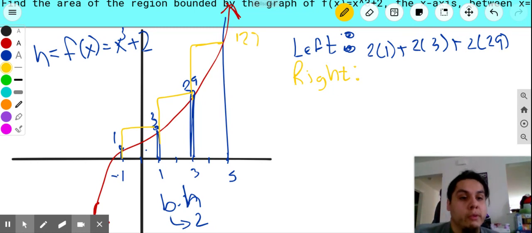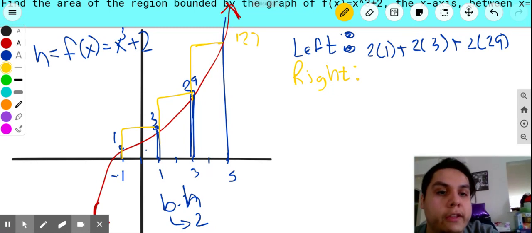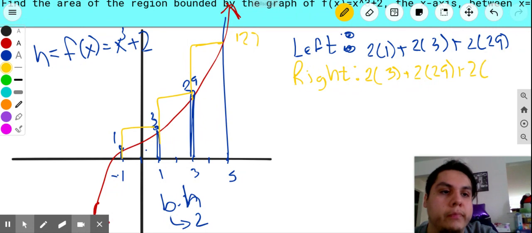So I have my 3 rectangles to get the area. Again, it's just base times height. The base is 2. The height for the first one would be 3. The height for the second one would be 29. And the height for the last one should be 127.